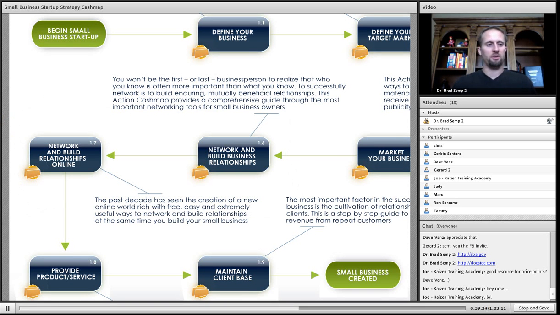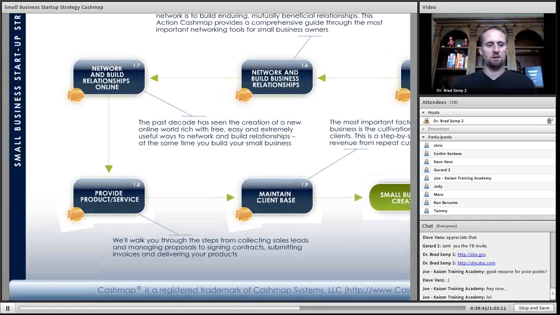All right, let me see if I can get my little box off of here. Perfect. And we'll move down here to 1.8. 1.8 is: provide a product or service.